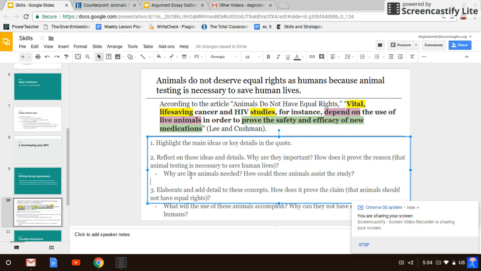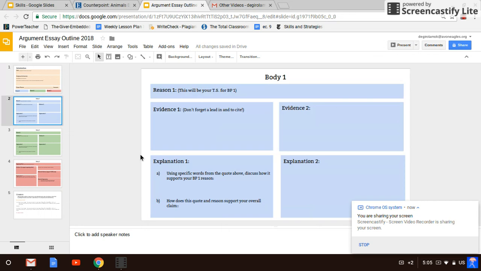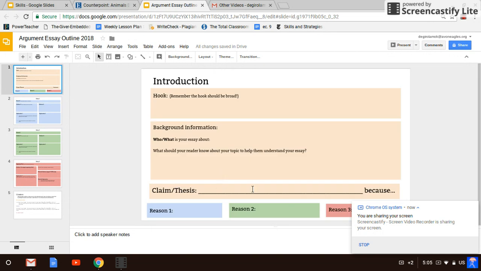to affect humans. So again, the first part of your explanation needs to look at, how do these details prove that animal testing can save human lives? And then how does the information from the quote of how it saves human lives prove that they do not deserve equal rights? So you're always in your explanations first answering, how does this evidence prove the reason? And then how does the evidence and the reason, the details in the evidence and the reason that you've identified, prove your claim and thesis, your overall topic?